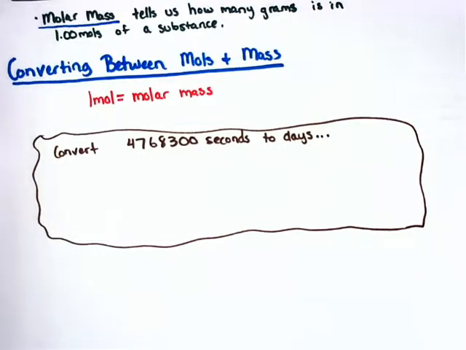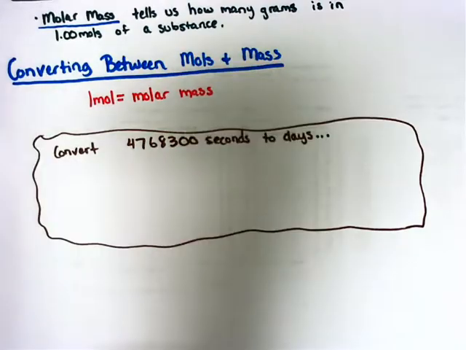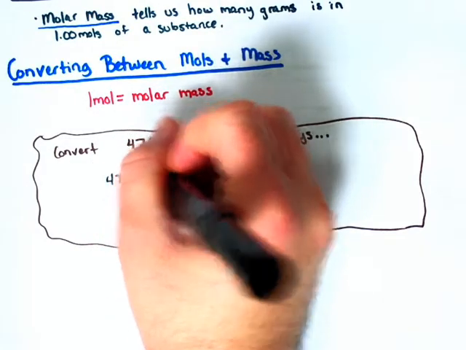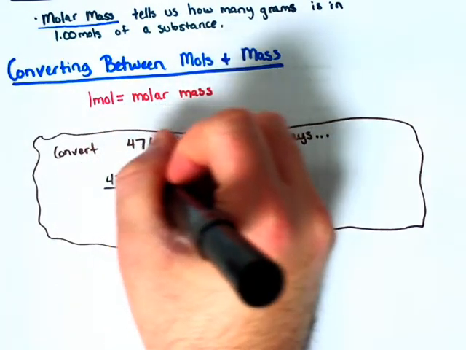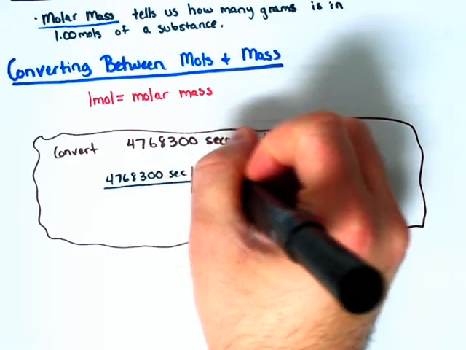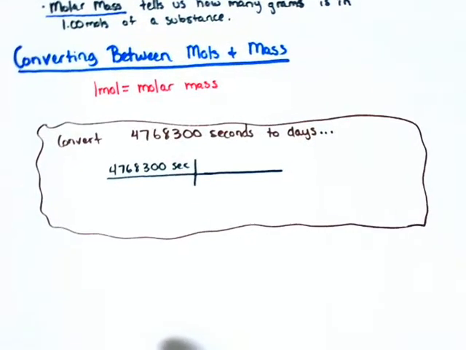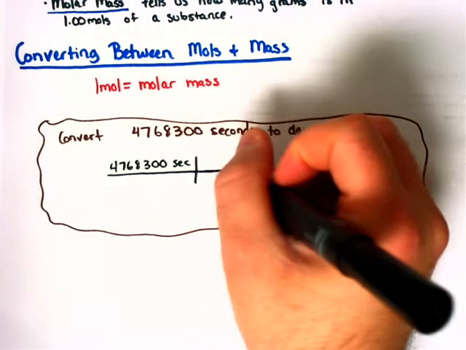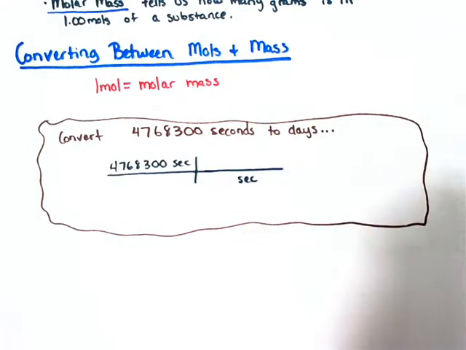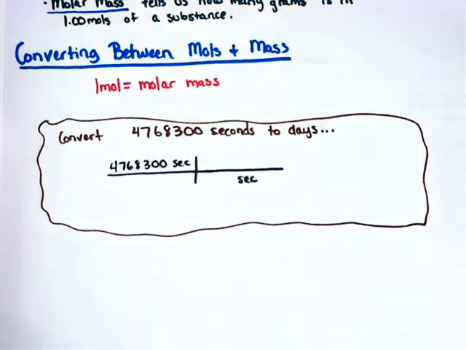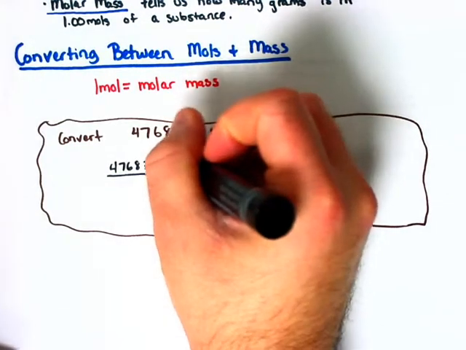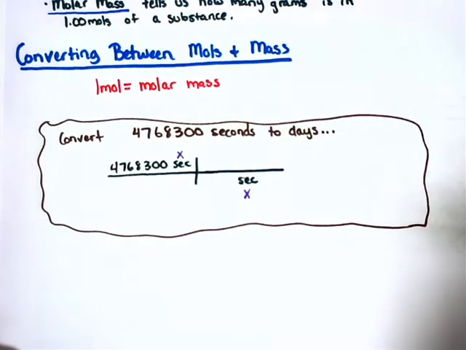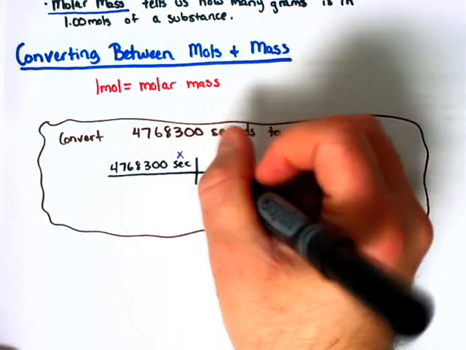What number is going to go in the top left box of our dimensional analysis chart? 4,768,300. Going to draw the line. What unit has to go in the bottom right box? Seconds does. For what purpose? So we can cancel it, right? So seconds is on top. It's got to be on bottom in order to cancel it. How many seconds are we talking about here? And that's the number of seconds in.